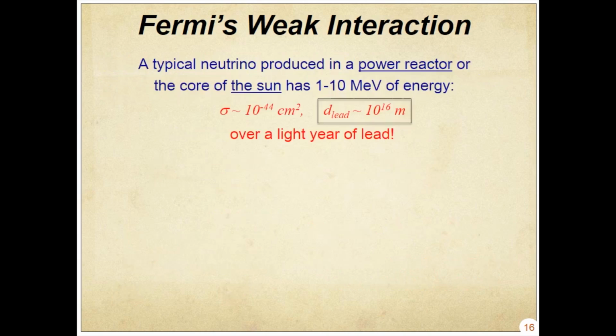If we go to the sun, which are low-energy neutrinos actually, or we go to one of these power reactors, which is a very similar spectrum to the sun, what we call a few MeV energy, and you put these numbers in, you get an answer that's 10 to the 16 meters of solid lead that an average neutrino would pass through before it interacts. If you convert that, that's a little over a light year of lead.